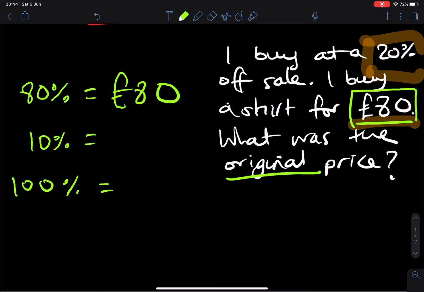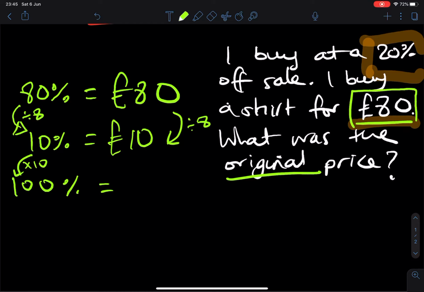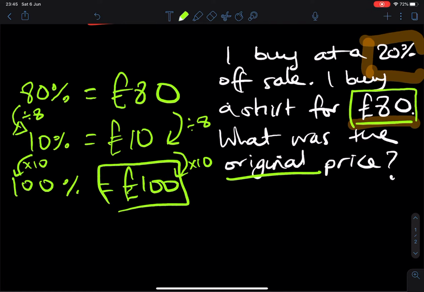Because I'm using slightly easier numbers here, I can work out what 10% is. How do I get to 10% from 80%? Very simply, I just divide it by 8, and just like a mirror, I also divide this side by 8. 80 divided by 8 is £10. So that means 10% of the original value of the price is £10. How do I get from 10% to 100%? Times it by 10. Just like a mirror, I times it by 10 again. So the original value of this shirt is £100.